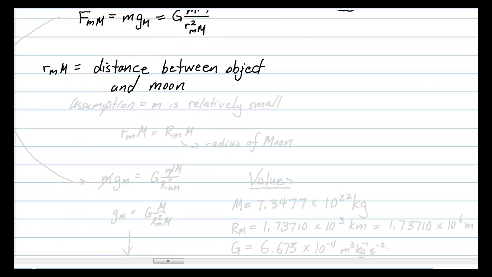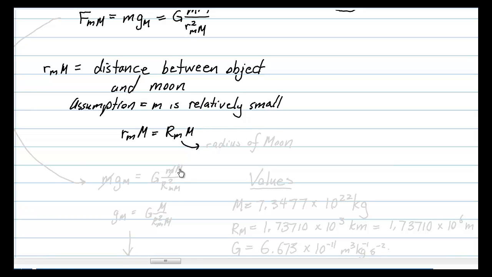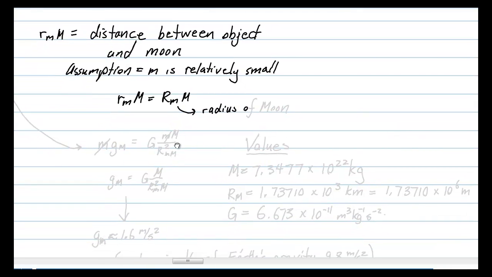Here, little r is the composite distance from both the object and the moon's distance from the center of the moon. But we can approximate little r to just be the moon's radius. Our initial assumption is that little m, the object, is relatively small. So thus, little r is equal to big R, which is just the radius of the moon.